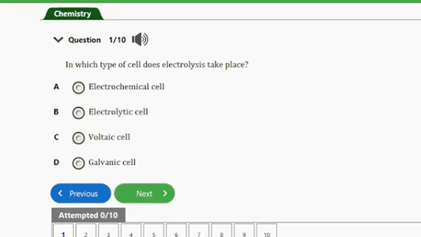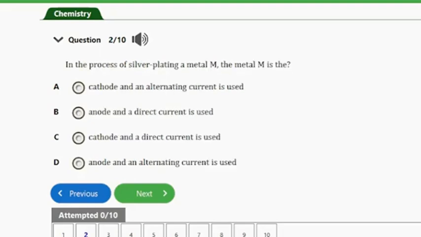It says, in which type of cell does electrolysis take place? Options: A, electrochemical cell; B, electrolytic cell; C, voltaic cell; D, galvanic cell. So guys, the answer to this question is option B here, and that's the electrolytic cell. Electrolysis actually occurs in an electrolytic cell. So that's the answer to this question. Let's consider the next question.